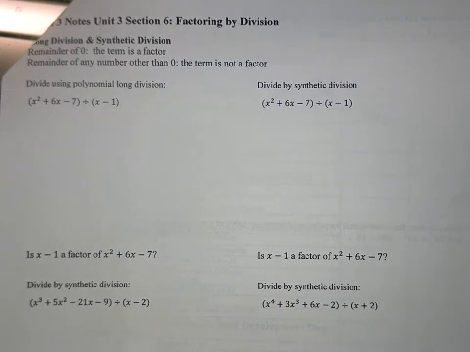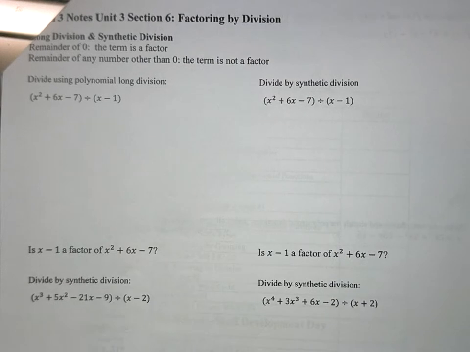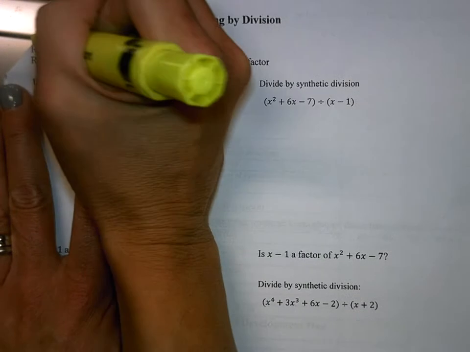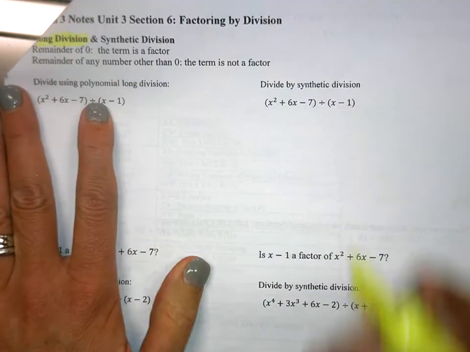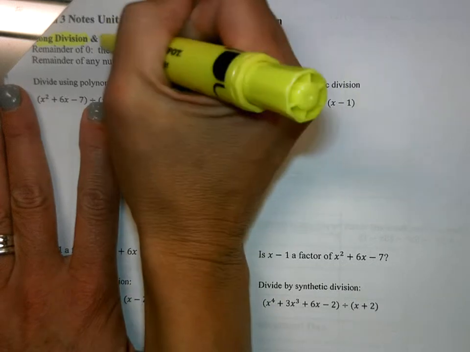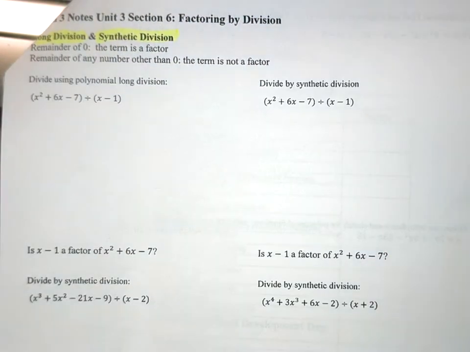Math 3, Unit 3, Section 6. Today we're talking about factoring by division. There are two different methods of division that we are going to specifically talk about today. There is long division, which most of you have seen before in terms of regular numbers without variables, and then synthetic division, which is kind of a shortcut.